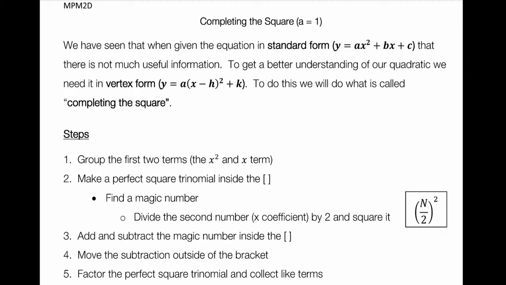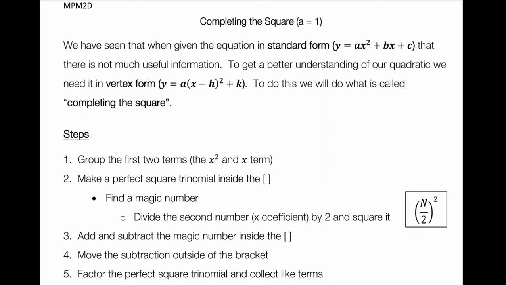The steps we're going to go through, I'm going to read through them first, and then we'll break it down and go through a couple of examples. The first step is we want to group the first two terms, the x squared and the x term in our standard form. We then want to make a perfect square trinomial inside the brackets. In order to do this, we need a magic number. We get this magic number by dividing the coefficient on x by 2 and then squaring it. Over here is the formula for finding the magic number.